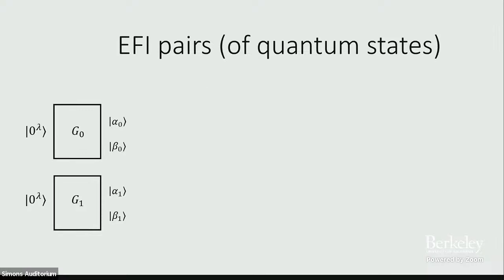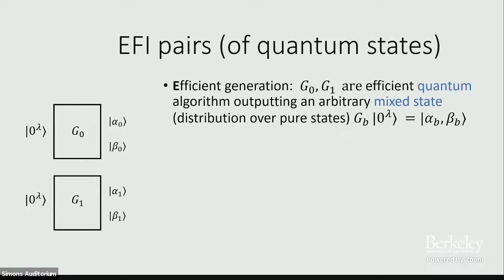So again, now let's generalize it to the quantum. This is something that you can naturally generalize. Think of how to generalize it. So now we're going to think of two circuits, and they're going to be quantum circuits, the classical descriptions of quantum circuits. And there are two different circuits that can output any arbitrary mixed state, a distribution over pure states. And we think of whatever they output as two parts. There is an alpha and a beta for each one of them.